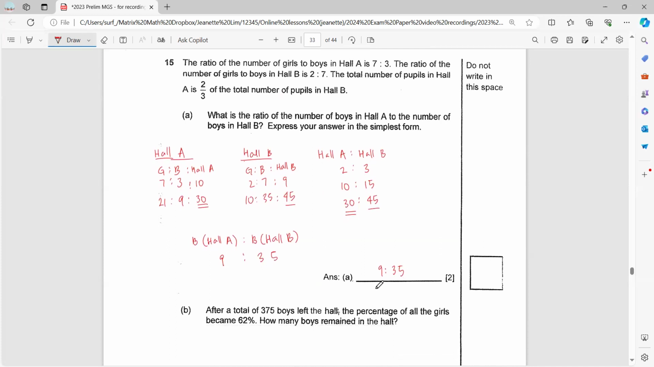Okay, now part B. After a total of 365 boys left the hall, the percentage of all the girls became 72%. How many boys remained in the hall?